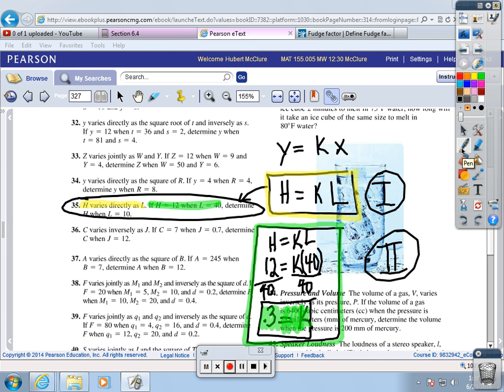All right, so we got K is equal to 0.3. What do you think I'm going to do with that K is equal to 0.3? I'm going to take K and plug it back into your variation equation. I'm going to take that up here, and this will be part 3. You'll have a better area to do these parts if you have a clean sheet of paper to start with. So H is equal to 0.3 times L.